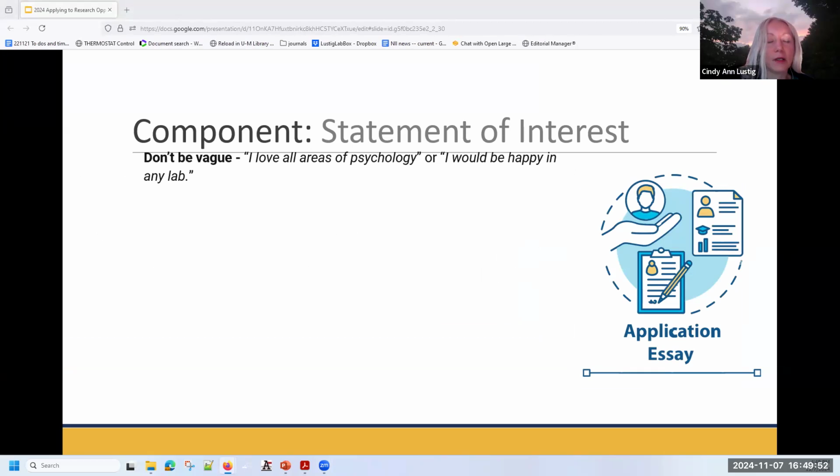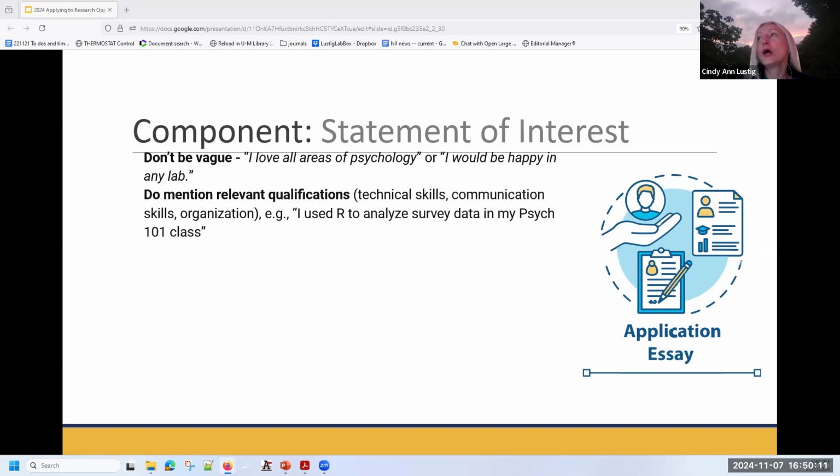So as Jess was saying, don't be vague. If you say, I love all areas of psychology, or I would be happy in any lab, that's nice to hear, but most of us are really interested in people who are interested in our lab. So we want you to be very passionate about the kinds of things that you're going to be doing while you're working with us. So really spend the time here to focus in on the person you're applying to, the kind of research that they're doing.